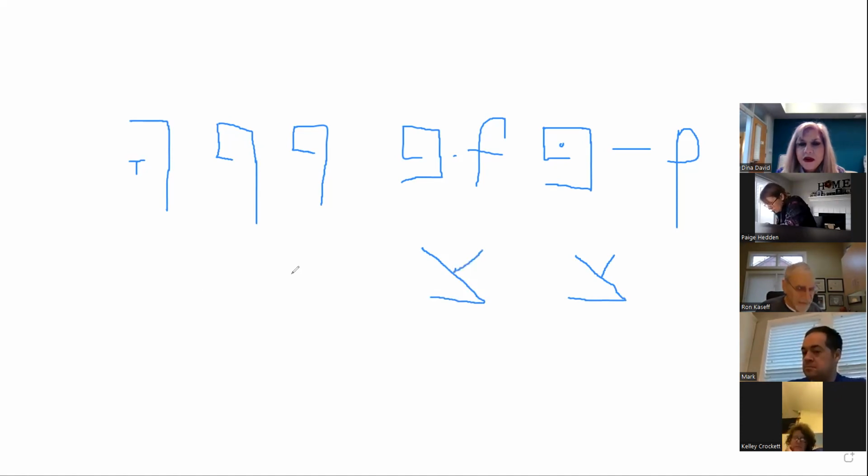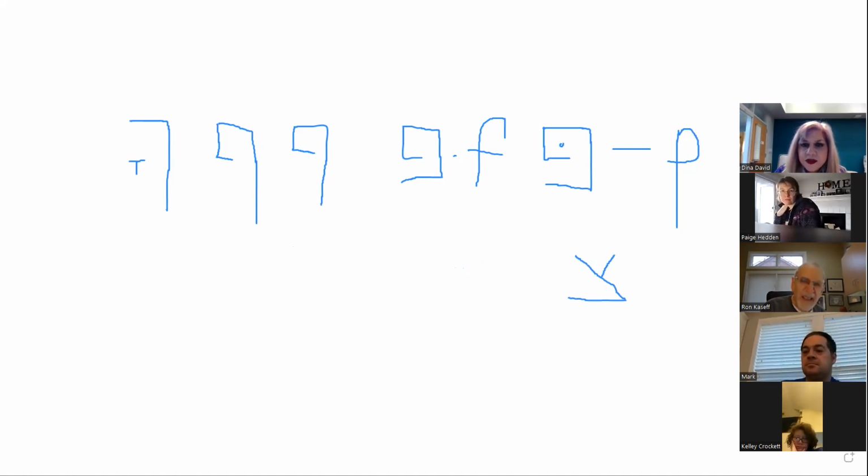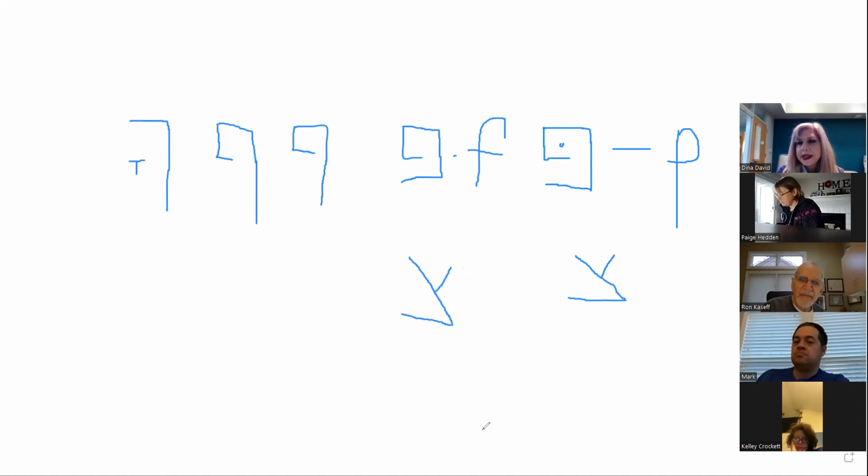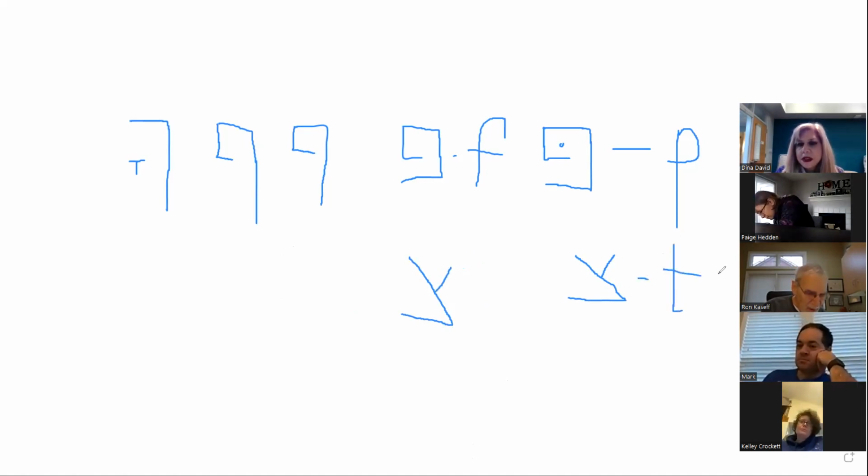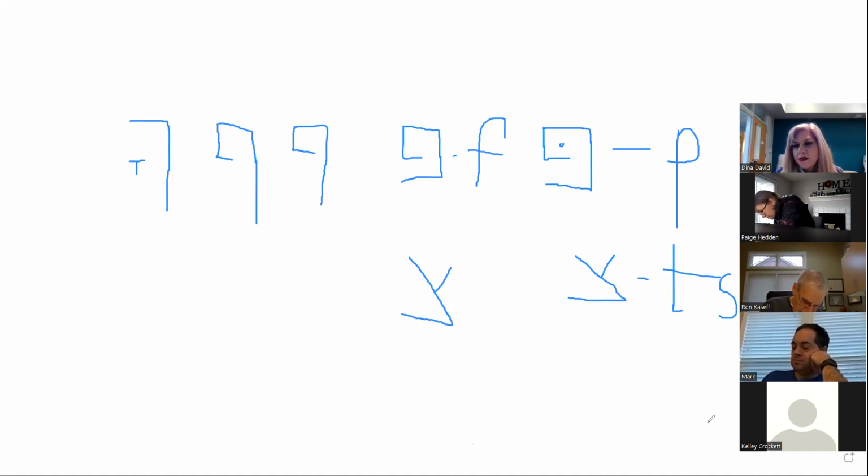Okay, my handwriting is awful. Okay, let me try again. So you do that's a Tzadik. It has the sound of ts, like cats, pets.